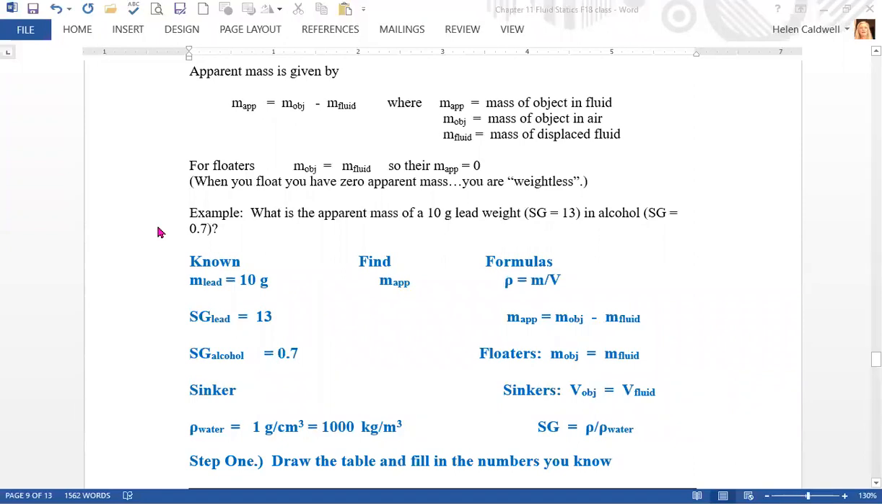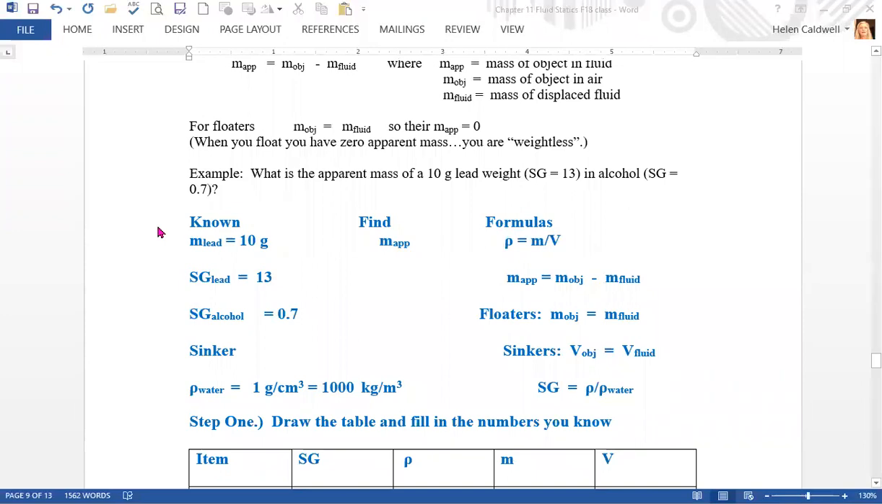So let's look at an example where we try to calculate the apparent mass of a 10-gram lead weight. Lead has a specific gravity of 13, and we're going to put it in alcohol that has a specific gravity of 0.7. So we know the mass of the lead is 10 grams. Again, lead should be a subscript. The specific gravity of lead is 13. The specific gravity of alcohol is 0.7. We know it is a sinker. And we know that the density of water is 1 gram per cubic centimeter, which is the same thing as 1,000 kilograms per cubic meter. We want to find the apparent mass. That's what we're looking for.